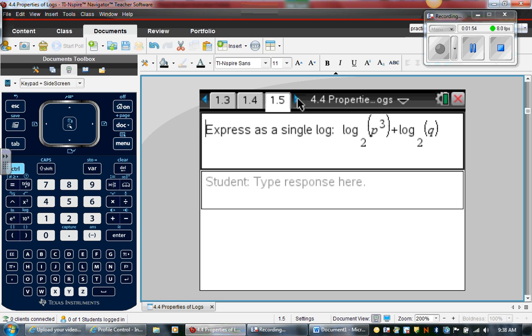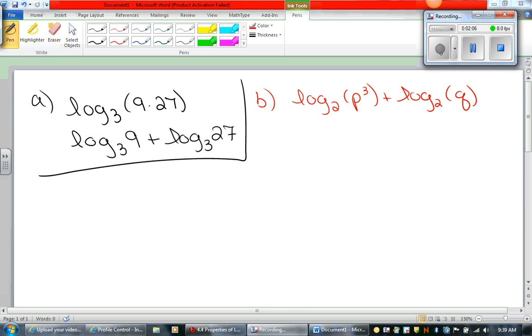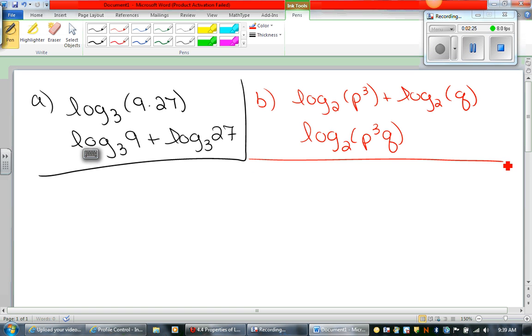All right, so let's try another one. We're going to work in the opposite direction now. Notice that we have two logarithms connected using addition, and we're going to take this and condense it so that we have one log. Okay, so we're going to be going from two logs to one. So we're going to write log base 2, and then our factors we simply write as a product of factors. Okay, so that's working in the opposite direction. So we go from multiplication to addition, and addition back to multiplication.